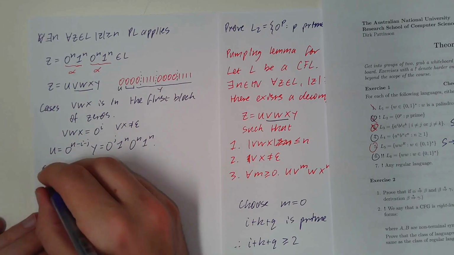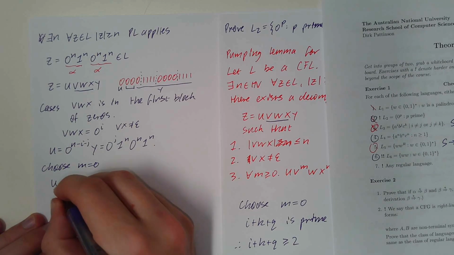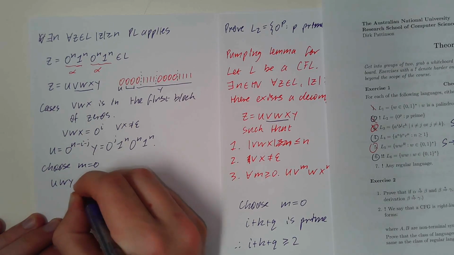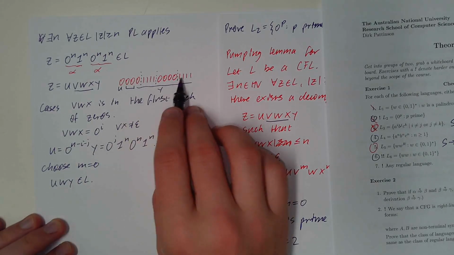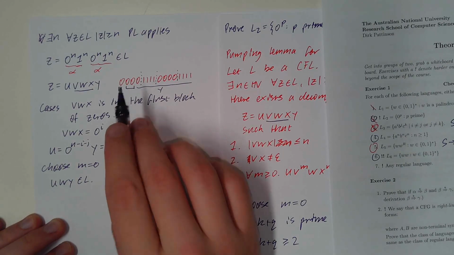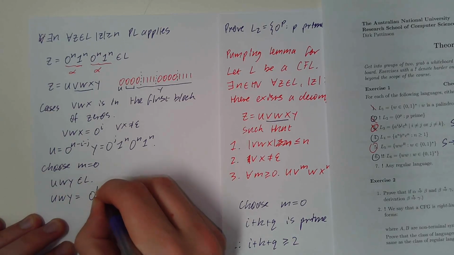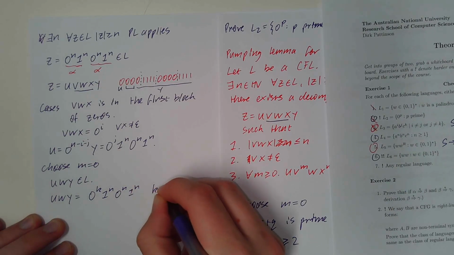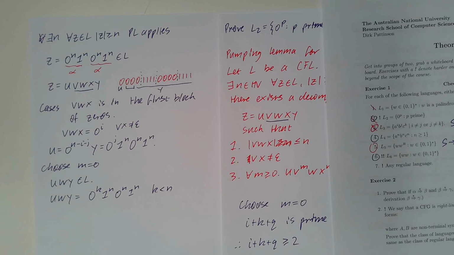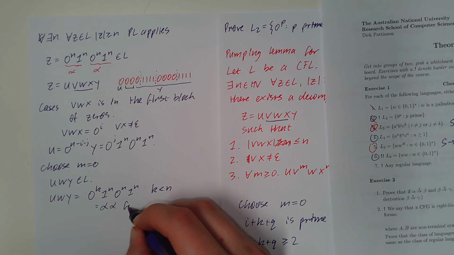So if we choose m to be 0, uwy is in the language, and what's uwy going to look like? It's going to look like the whole string with some zeros out of this first block knocked out. So uwy is going to be 0 to the k, 1 to the n, 0 to the n, 1 to the n, where k is strictly less than n, because you have to delete at least one 0. Okay, so could this thing be written as alpha alpha for some alpha?